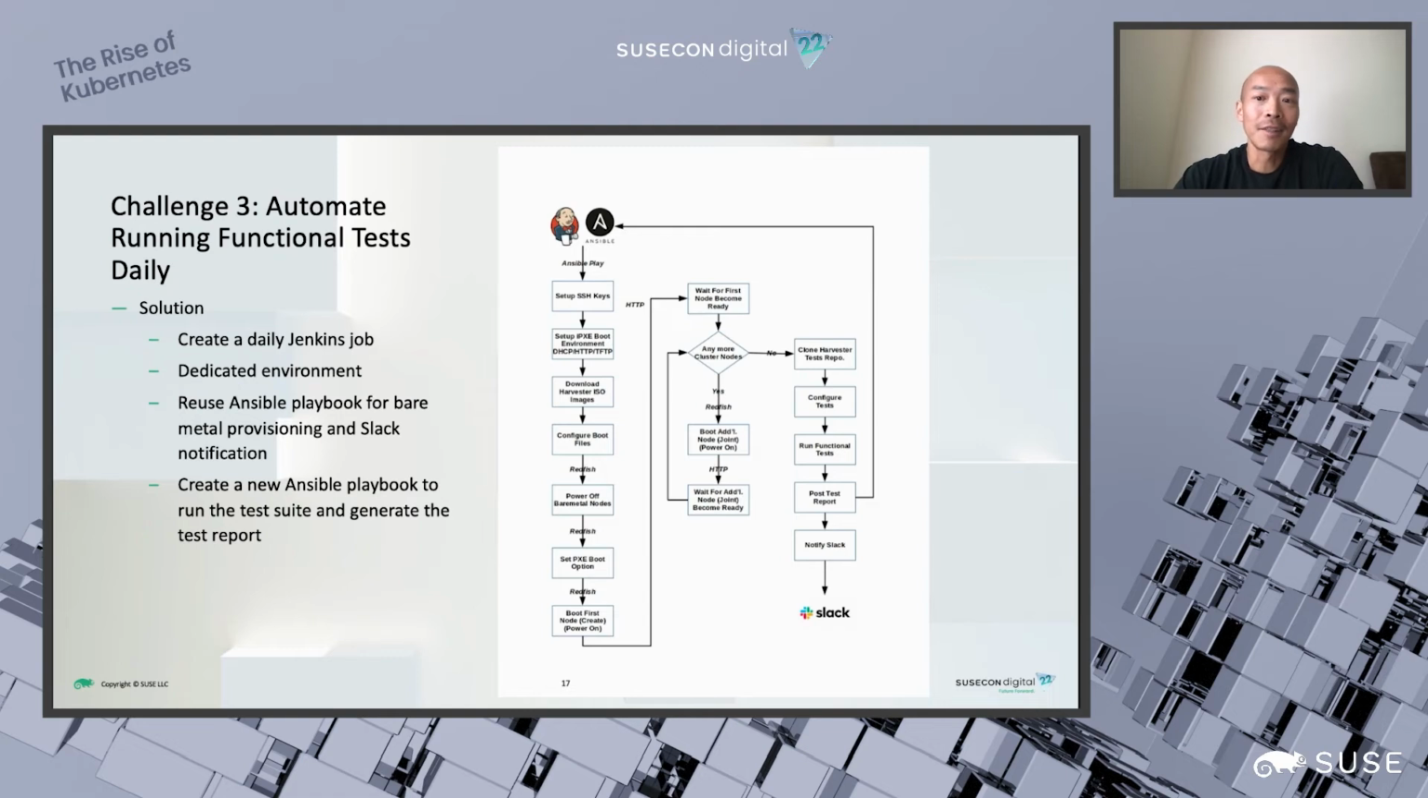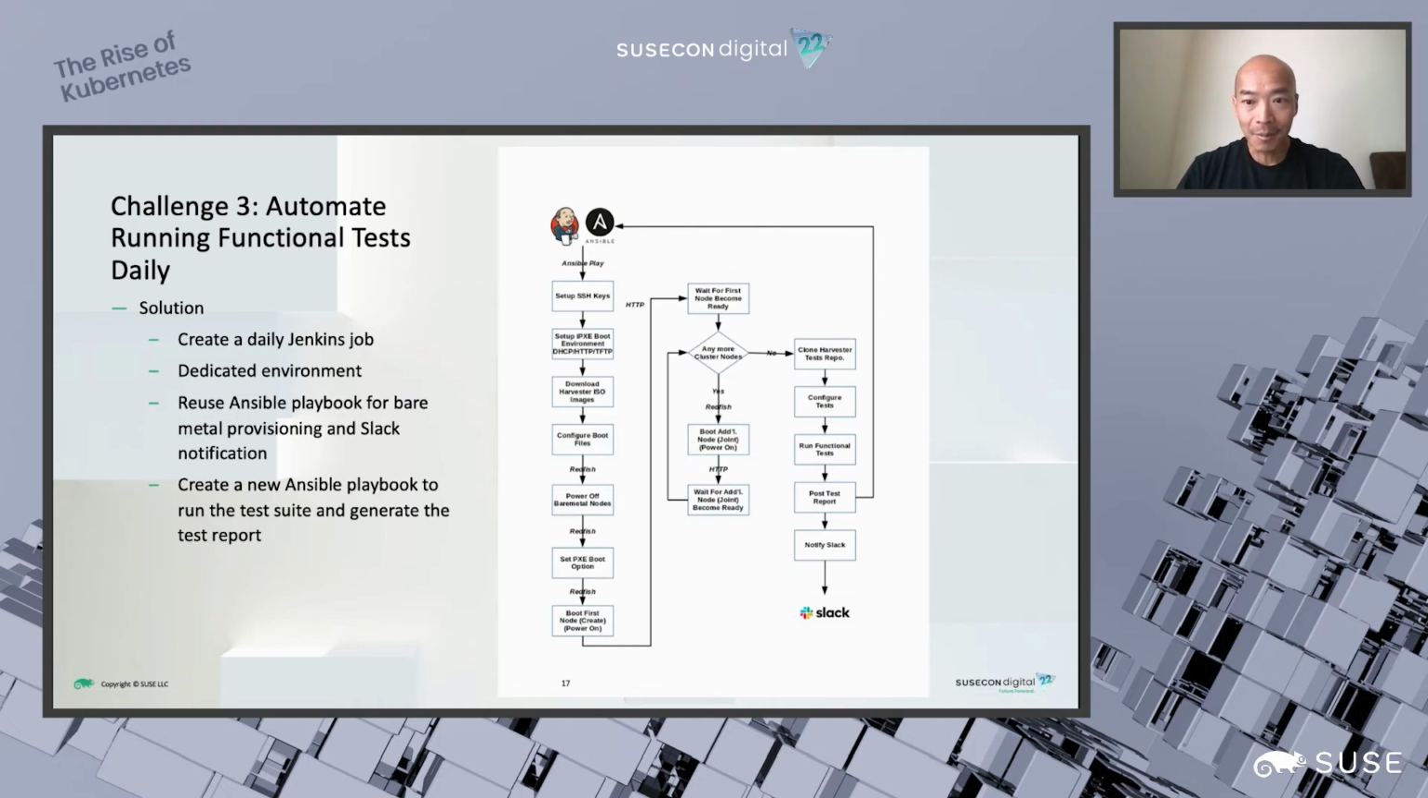For this one, the solution was relatively straightforward. We basically create a daily Jenkins job and use a dedicated environment to run those tests. By using Ansible earlier to automate the bare metal provisioning, we were able to reuse some of those playbooks for this job. All we have to do is create a new playbook to execute the test suite and generate the test report.